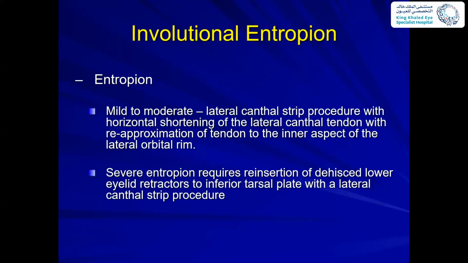So regarding involutional entropion, the treatment, again, is medical treatment as a temporary measure. However, the definitive measure is surgical entropion correction. If the patient has mild to moderate entropion, we can do a lateral canthal strip procedure with horizontal shortening of the lateral canthal tendon, with reapproximation of the tendon to the inner aspect of the lateral orbital rim. However, severe entropion requires reinsertion of the dehiscent lower eyelid retractor to the inferior tarsal plate with a lateral canthal tendon strip procedure.